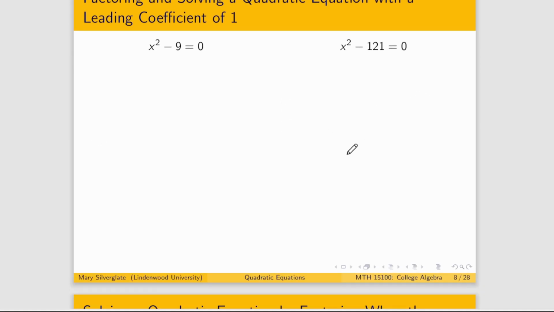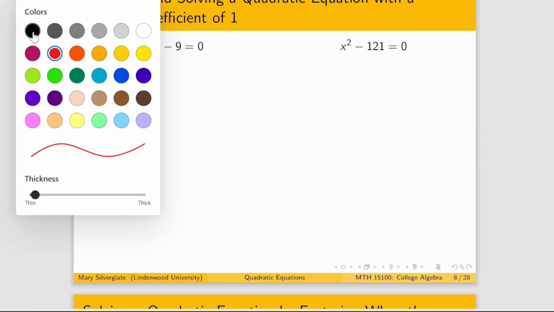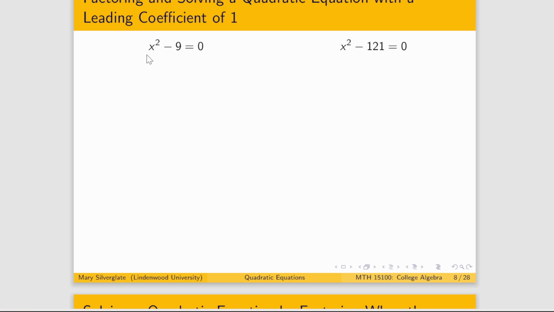Equations that look like this you may have seen in the past specifically as a difference of squares, which is a fine way to approach it. You also can just think of this as a special case of the equations we just looked at. Because here, if I asked you to identify b and c, you would be slightly confused at first because you'd say, well, there is no x by itself.